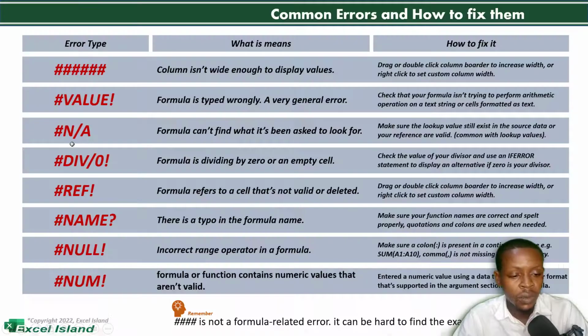By a text. So the next error type is the NA error, or not available error. What this means is that the formula can't find what it is being asked to look for, and you run into this error while working with lookup formulas. When we get there, you will notice this type of error also, but let's recreate it here.